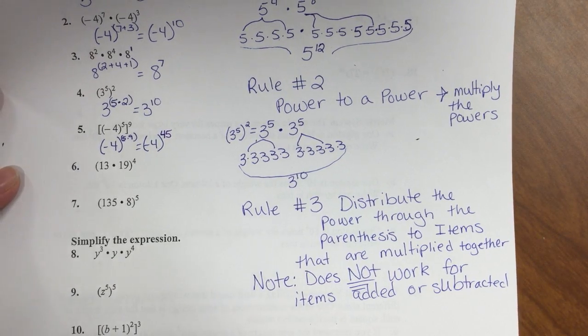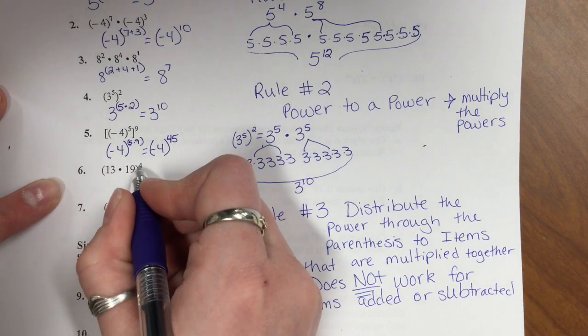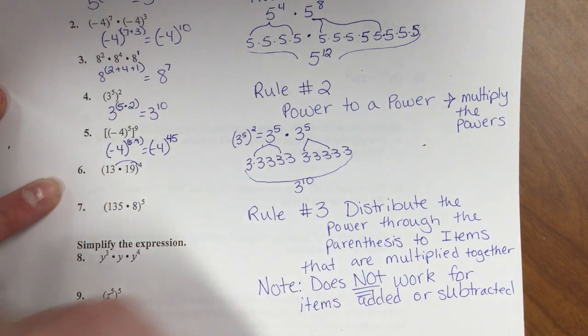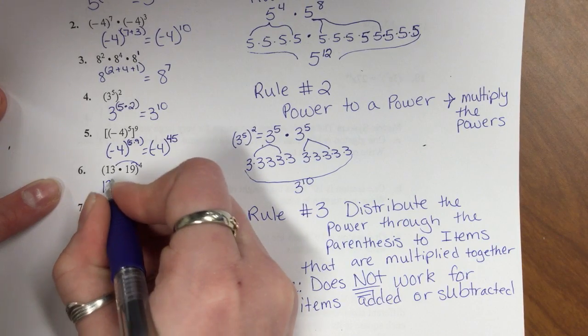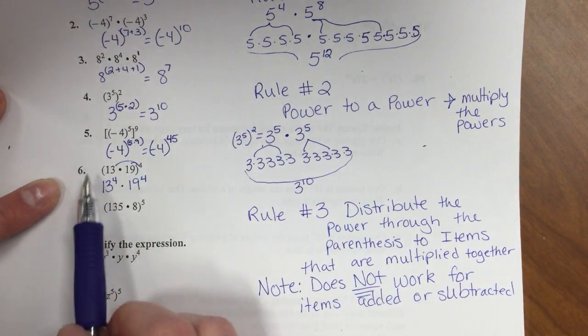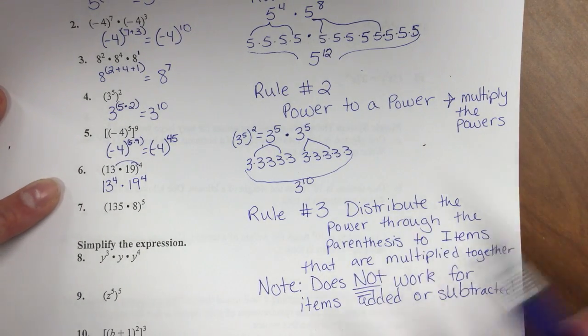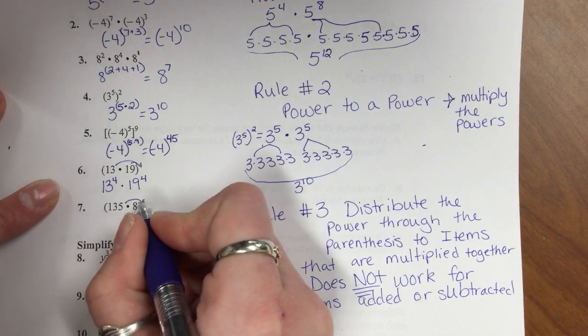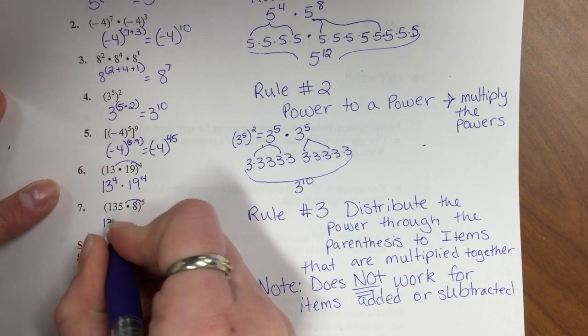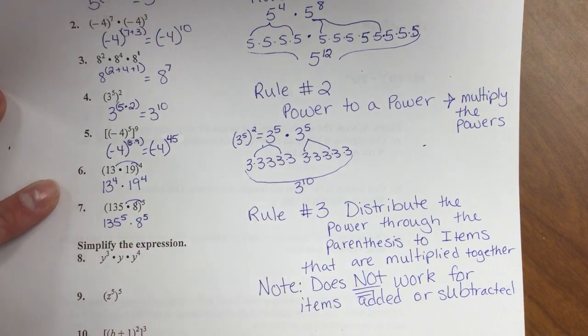So we are going to distribute the 4 to the 13 and to the 19. So it's going to be 13 to the 4th times 19 to the 4th. Since they are not the same base, we cannot do anything else. We're done. Distribute the 5: 13 to the 5th times 8 to the 5th.